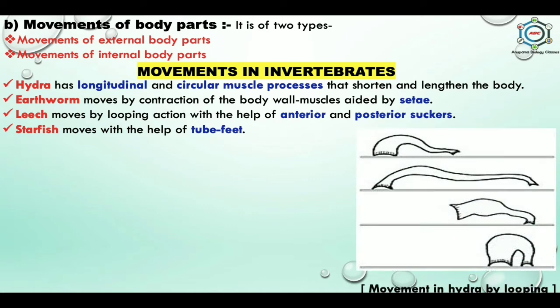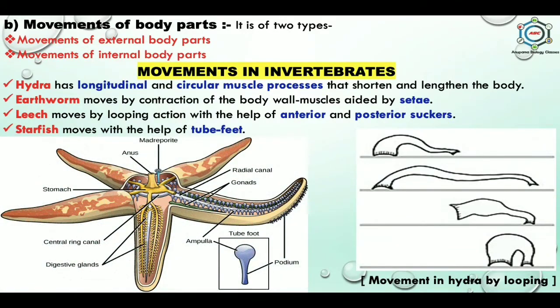In the picture you can see here, the hydra shows different types of movements like dragging, climbing, looping, somersaulting, walking, floating or gliding. Here you can see the looping movement of the hydra, and in this picture you can see the tube feet or podia. Here the starfish moves with the help of these tube feet.